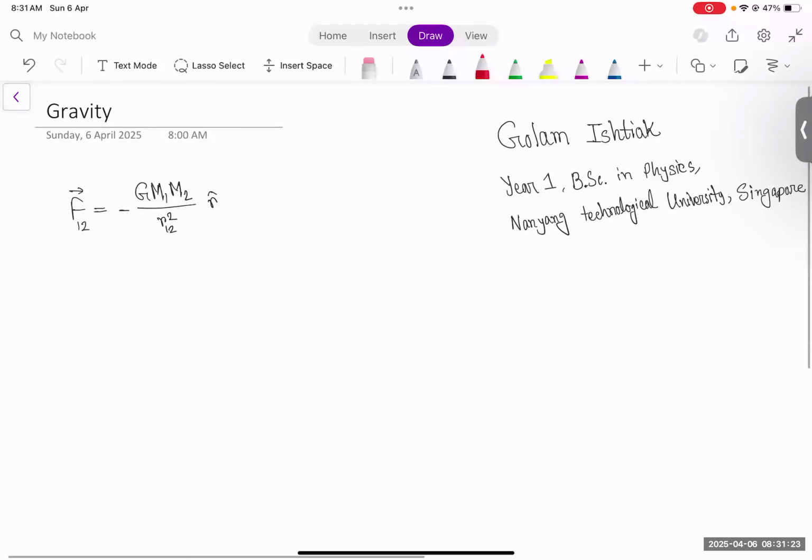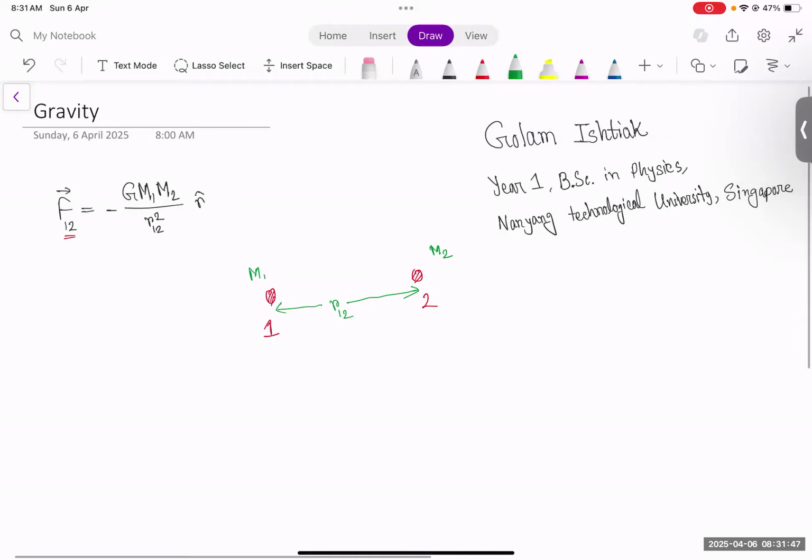So let's say we have two objects. This is object 1, and we have another object, object 2, and the distance between them is r12. The mass of the first object is m1, the mass of the second object is m2. Okay, so there will be a force between them. Gravitational force is always attractive.